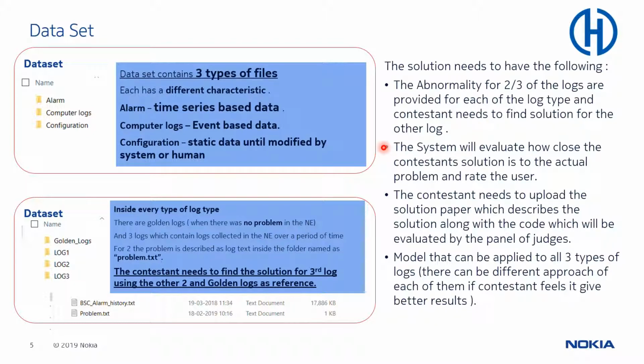Summarizing, the abnormality is provided for two thirds of the logs for each of the log types, and the contestant needs to find the solution for the other log. The system will evaluate how close the contestant's solution is to the actual problem and rate the user. Contestant needs to upload the solution paper which describes the solution along with the code, which will be evaluated by the panel of judges. A model that can be applied to all three of the logs is welcome, but there can be a different approach for each of them. If the contestant feels it gives a better result, please go ahead.